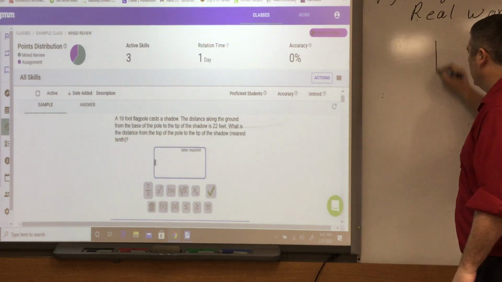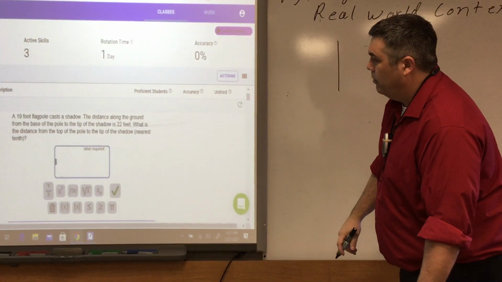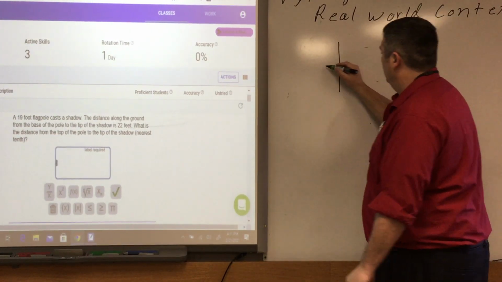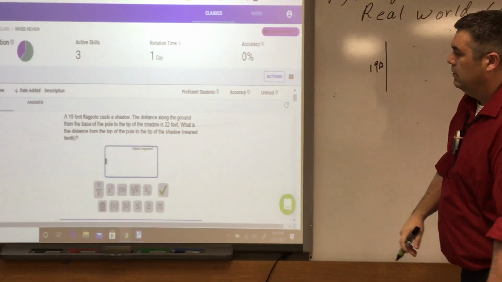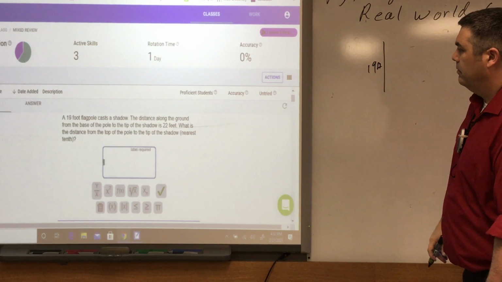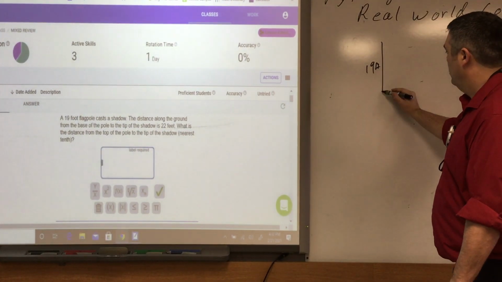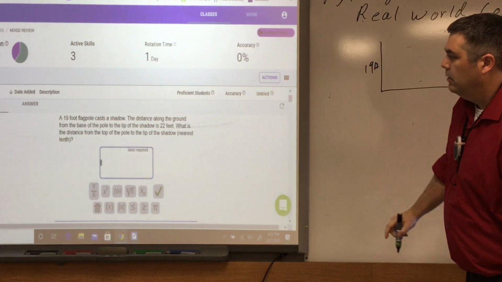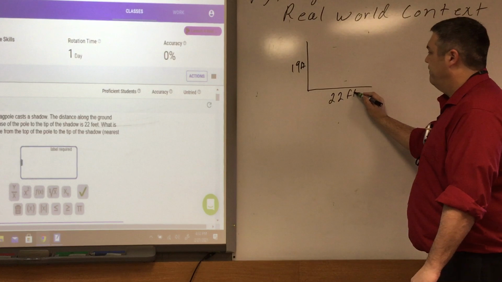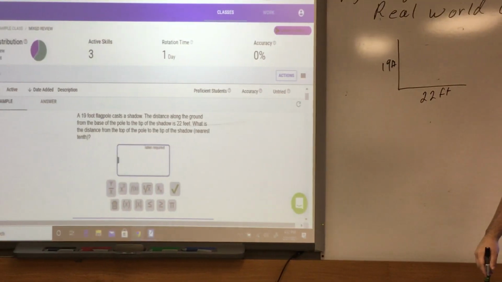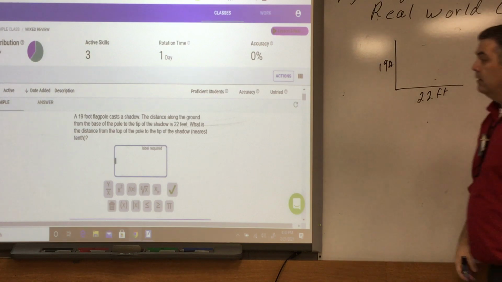Okay, so guys, I draw this. A 19-foot flagpole. Here's the flagpole, 19 feet. Casts a shadow. The distance along the ground from the base of the pole to the tip of the shadow is 22 feet. See what I'm doing as I read this? I'm drawing what's happening. Okay?